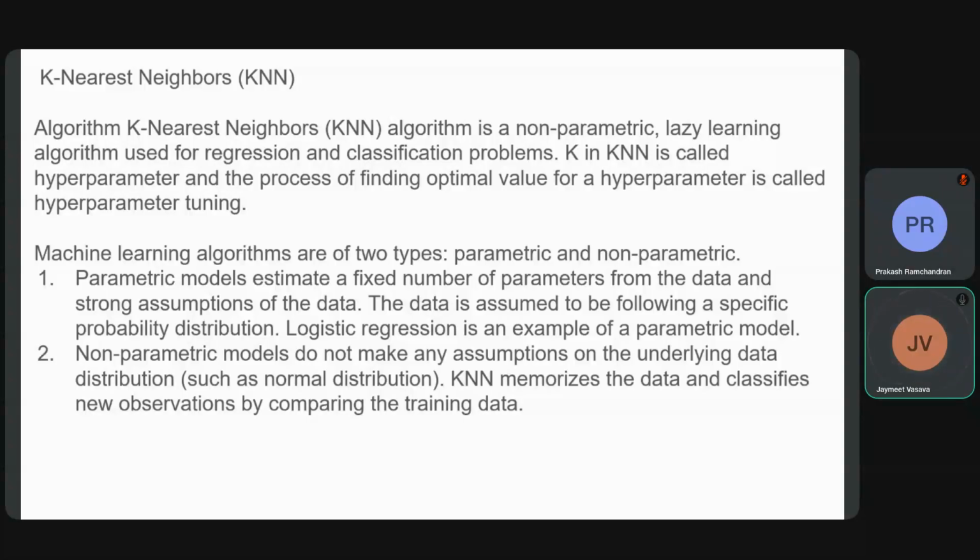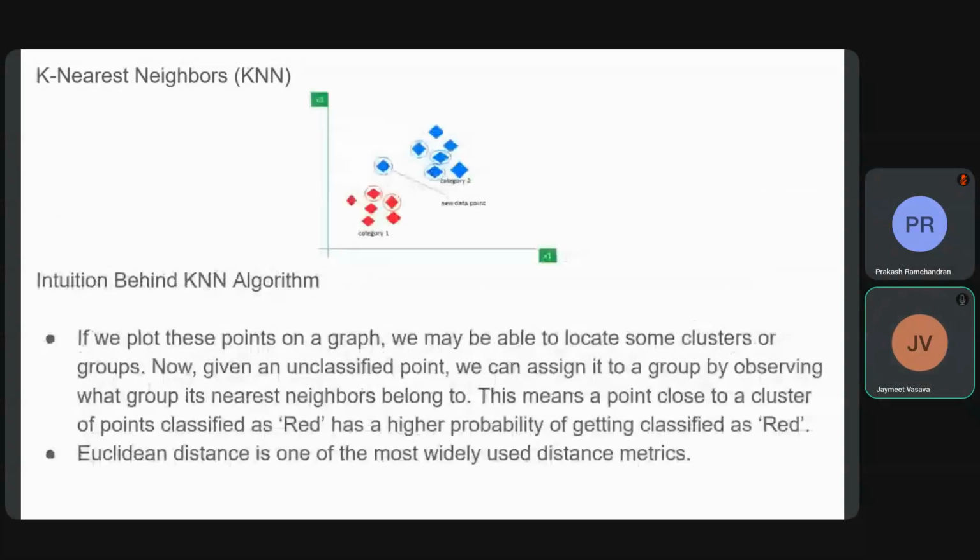The parametric algorithms are the ones that we have already been using, like logistic regression, which makes strong assumptions about the data, having a specific probability distribution.